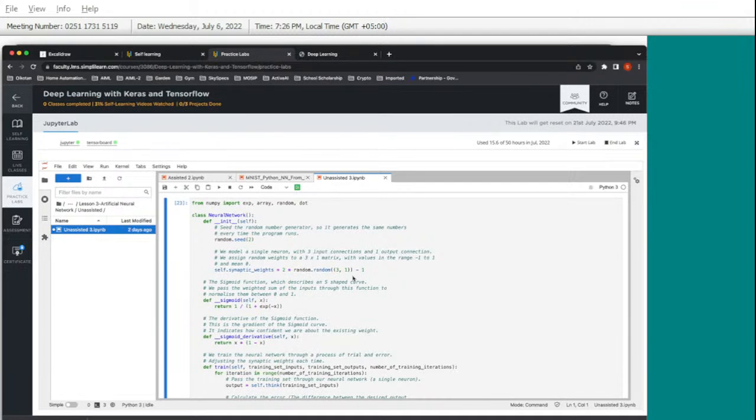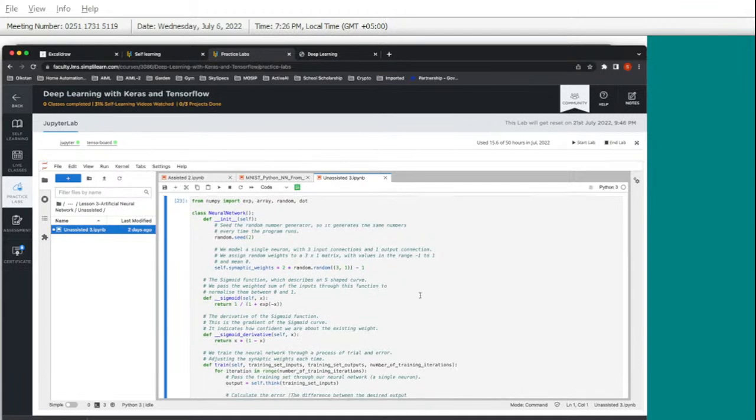What is the activation function used in this particular unassisted IPYNB file? Sigmoid. What is the equation of a sigmoid function? What is the property of a sigmoid function? Can anyone tell? Do we remember the property of a sigmoid function? Yeah, sure. Let me go one more time. It gives values between 0 and 1, right?